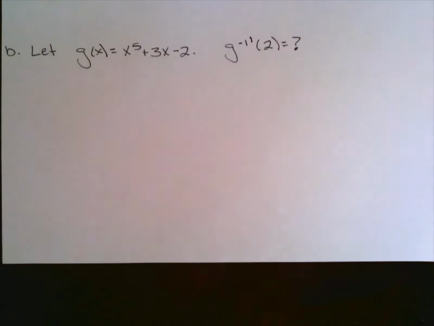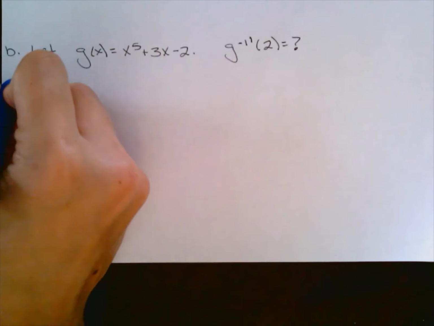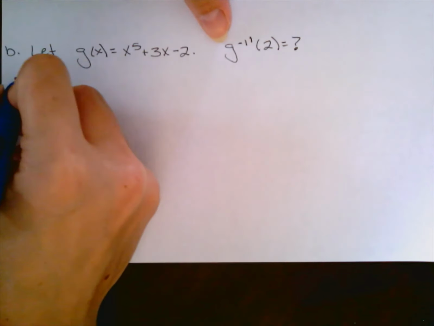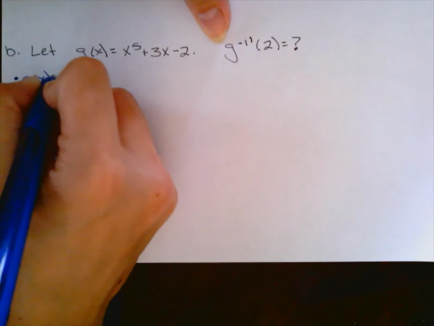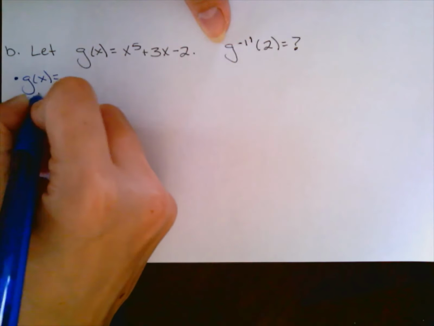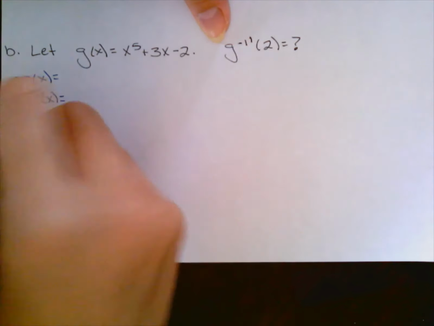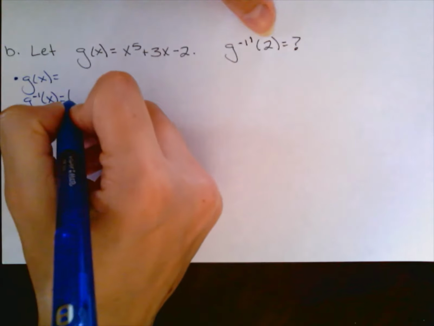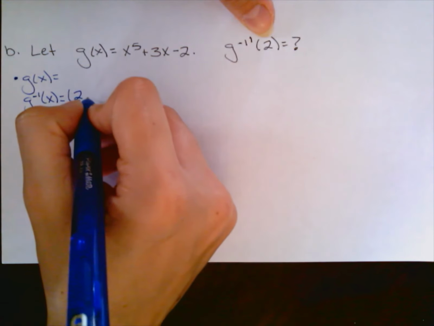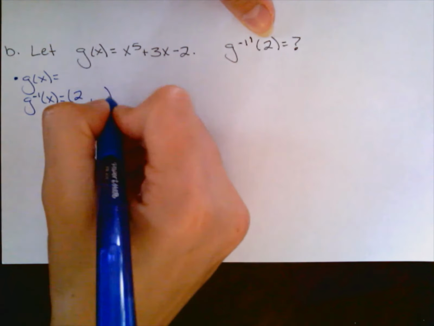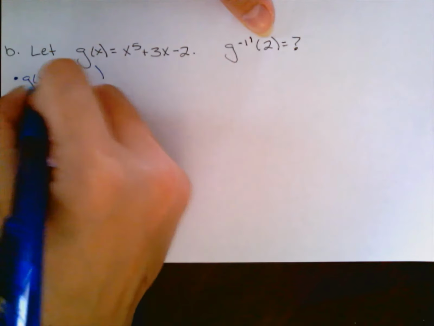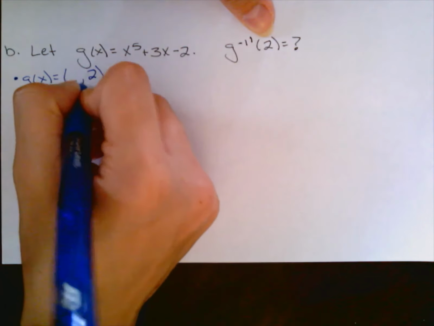This next question says, let g of x be this function. Find the inverse of g at 2. So here there's a lot less information. We're going to have to do a little more deciphering. The first bit of information I know, I'm going to find the ordered pairs for g of x and the inverse of g of x. So the inverse of g has an x value of 2. Okay, I don't know the y value, which means that for g of x, 2 must be its y value.